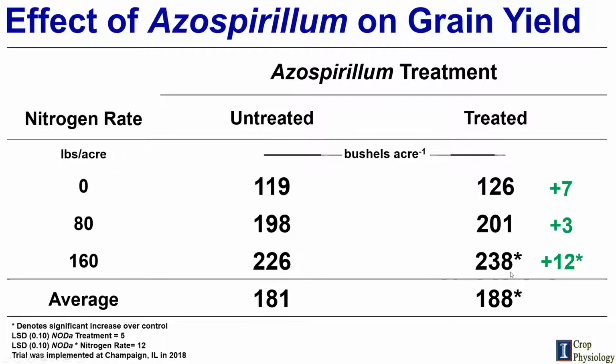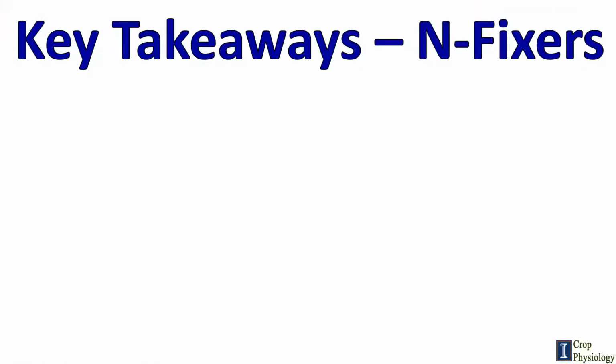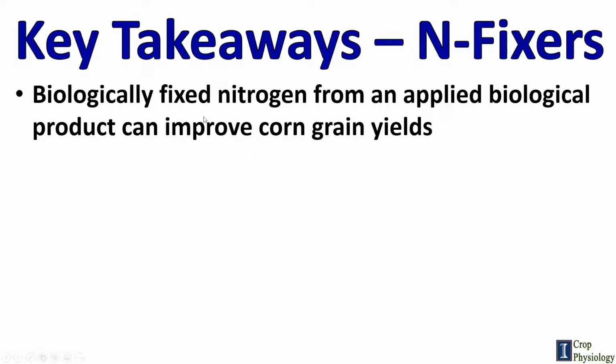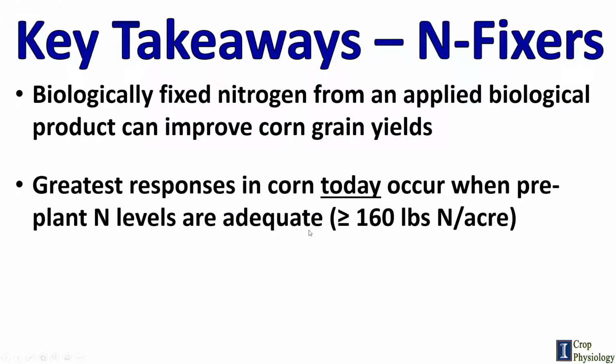And so the reason that we see this, I'll talk the key takeaways to the nitrogen fixers when we think about putting them in our systems. Biologically fixed nitrogen from an applied biological product does improve yields. I showed you 3 examples, 3 different types of products where we had good responses, but typically at higher rates of nitrogen. So the greatest responses today, I'm not saying that as these products evolve and develop that they'll not be able to produce more nitrogen, but you need probably at least 160 pounds of nitrogen per acre starting. You got to give that plant the base.